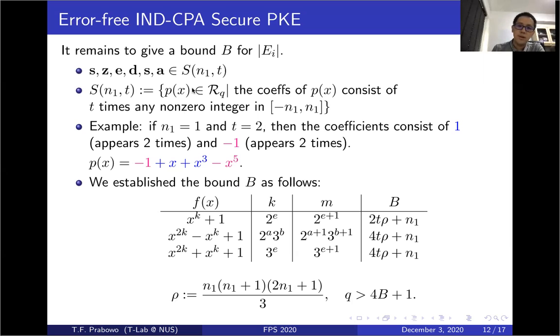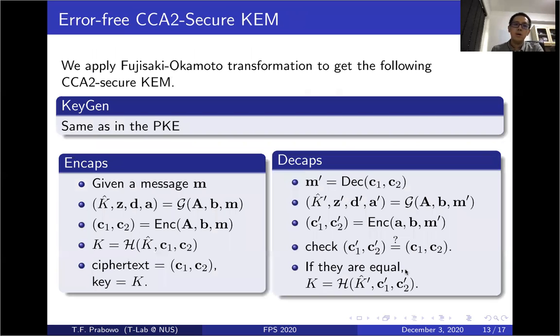Using this restriction, we can establish a bound B. This is obtained by carefully studying how the multiplication of polynomials and addition affect the size of the coefficients. So for any n1 and t, this B depends on n1 and t, and rho is this expression here. This is what we came up with in our work. Okay, that's the error-free encryption.